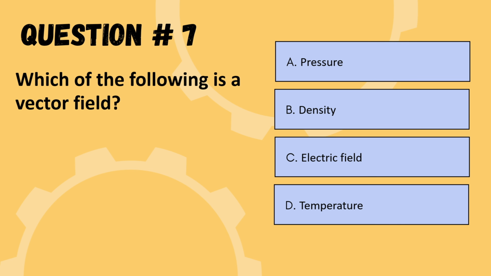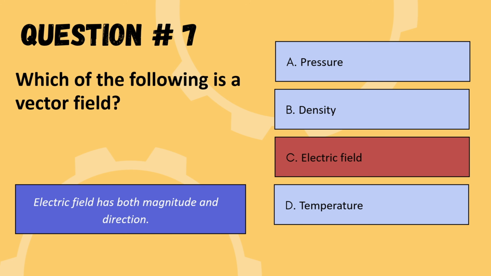Next question is, which of the following is a vector field? Options are pressure, density, electric field or temperature. So the correct option is option C, electric field. So we are moving to the next question.